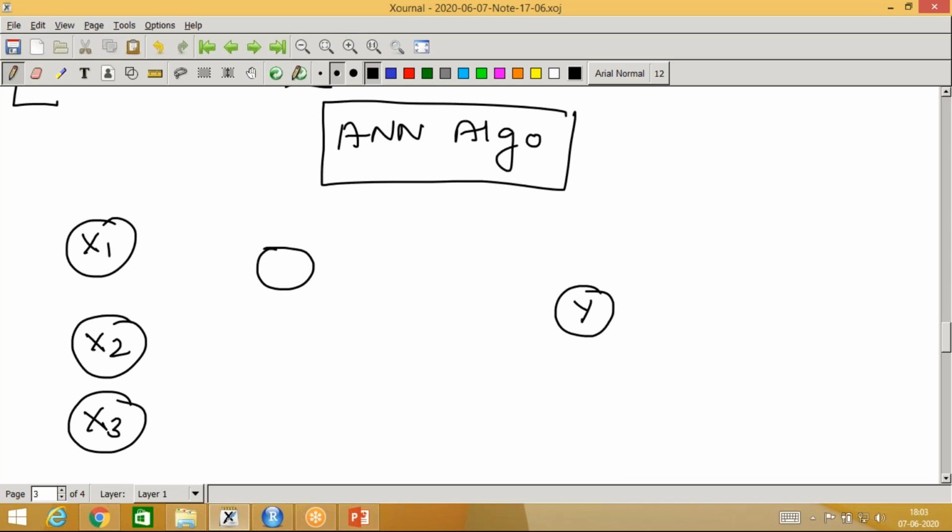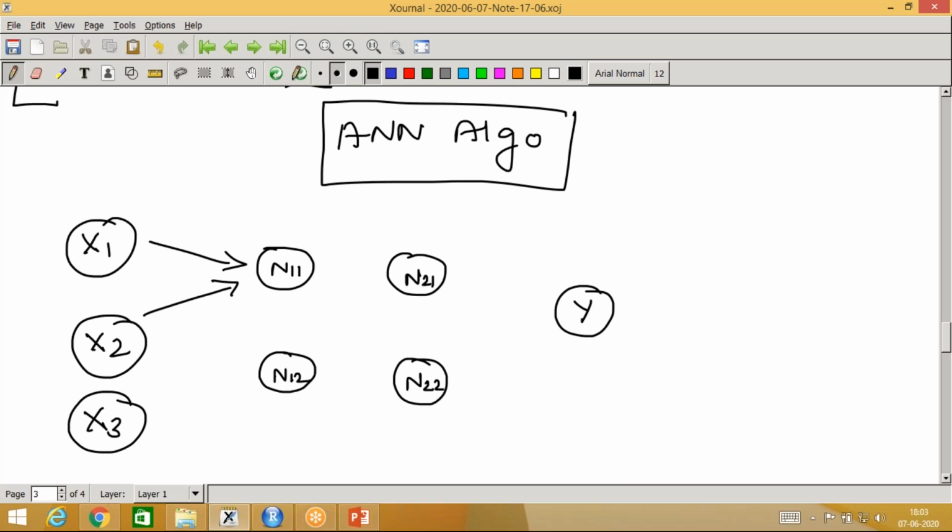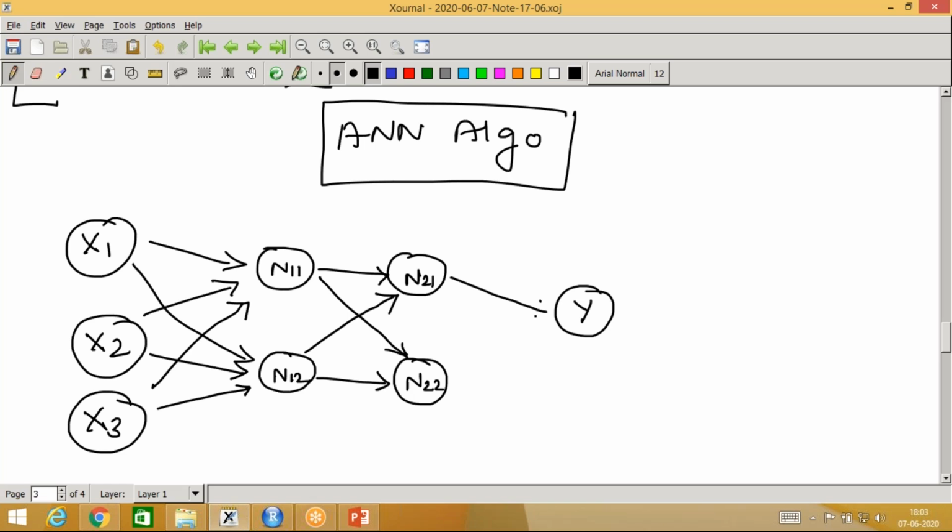And you decide that there will be 2 layers: node 1 1, node 1 2, and node 2 1 and node 2 2. x1, x2 and x3 will affect here. x1, x2, x3 will also affect here. n11 and n12 will affect here. These two will affect here. These two guys will affect here. And these guys will affect here.